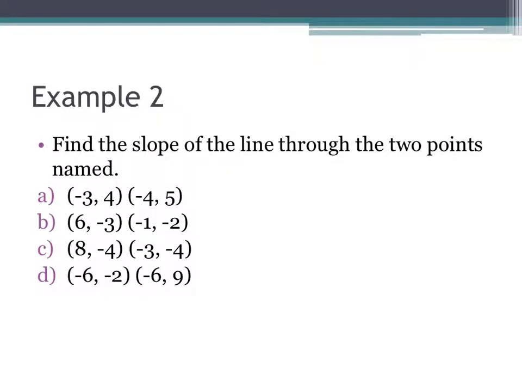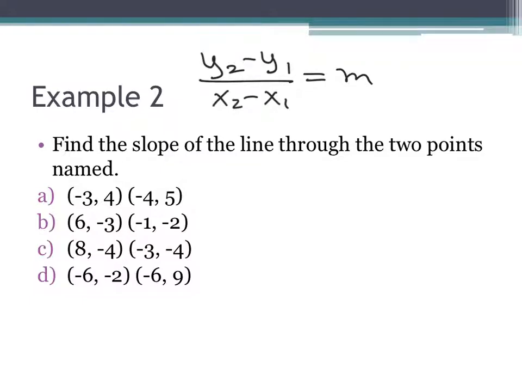Now we're going to practice the slope formula. Again, remember the slope formula is y2 minus y1 over x2 minus x1, and that gives me the slope. Remember, slope is indicated by a lowercase letter m. When I go to use this slope formula, it doesn't matter how I label my ordered pairs.